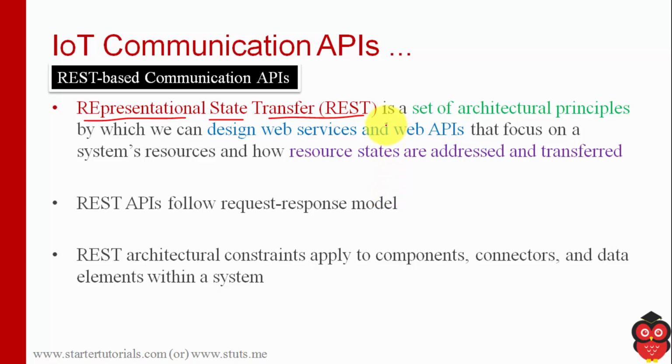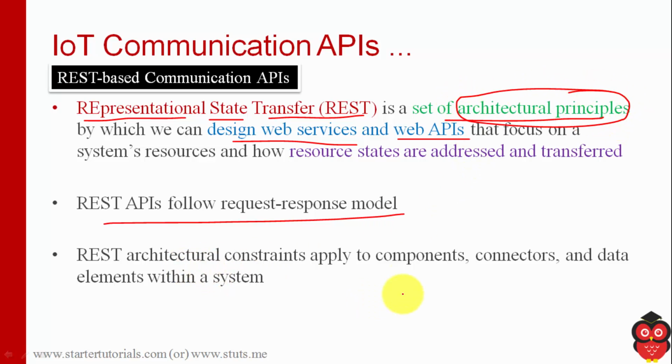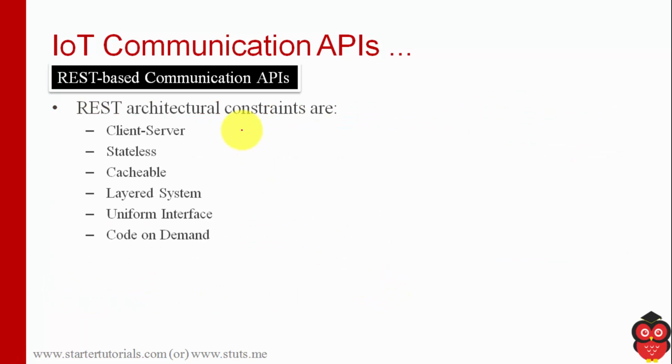So whatever we are talking about, it is REST API. REST means Representational State Transfer. It is a set of architectural principles which developers use to design web services and web APIs, web application programming interfaces. As I already told you, REST API follows the request-response model, right? And there are some principles associated with REST, and they are applicable to components, connectors, and data elements in the system. These are the principles or constraints.